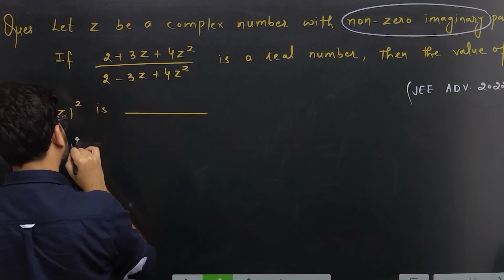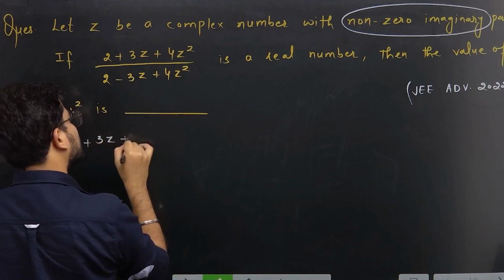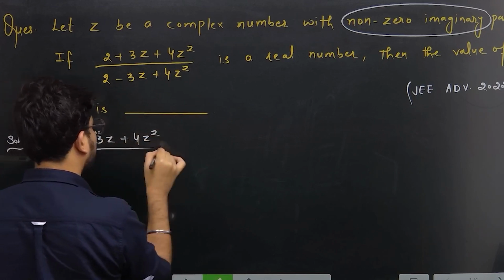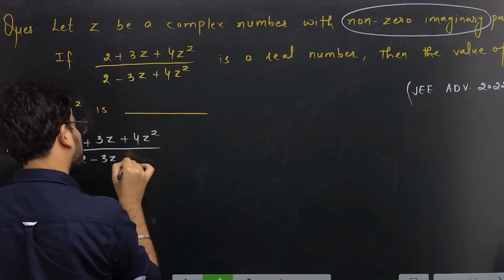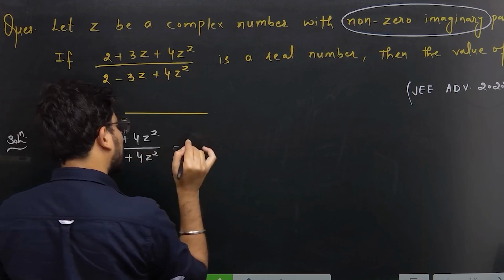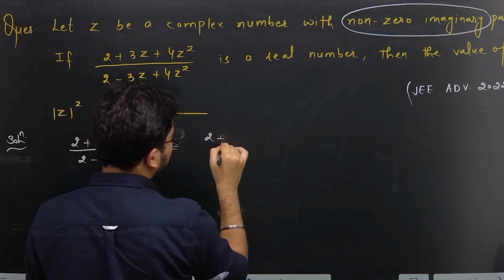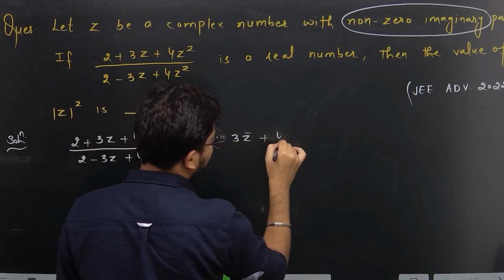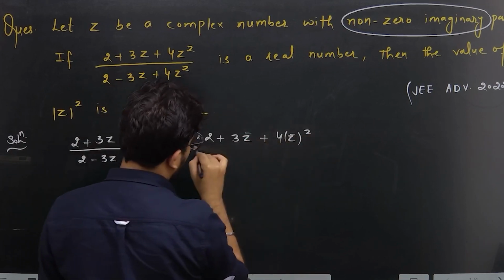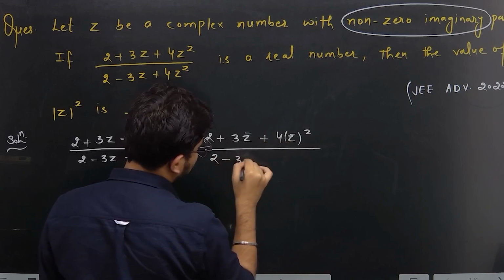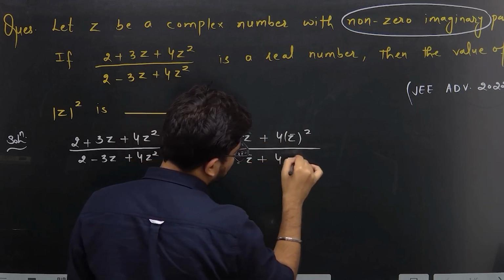Yes. So you can say that number (2 plus 3z plus 4z square) divided by (2 minus 3z plus 4z square), that is equal to its conjugate. So when you take the conjugate, that is (2 plus 3z bar plus 4z bar square) divided by (2 minus 3z bar plus 4z bar square).